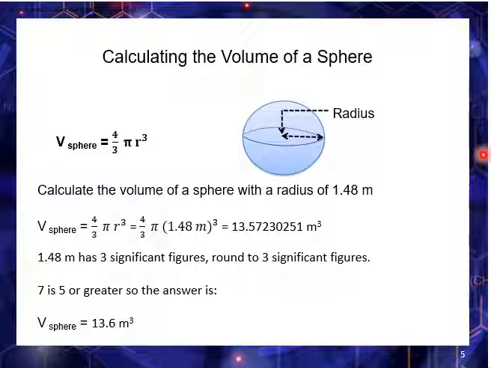equal to 13.57230251 meters cubed. 1.48 has three significant figures, so we will round to three significant figures. We look at the first three. Look at the 5. The 7 is 5 or greater. We add 1 to the 5, so the correct answer is 13.6 cubic meters.